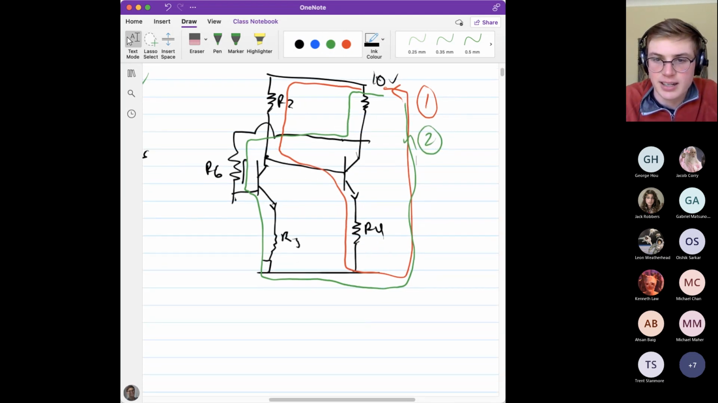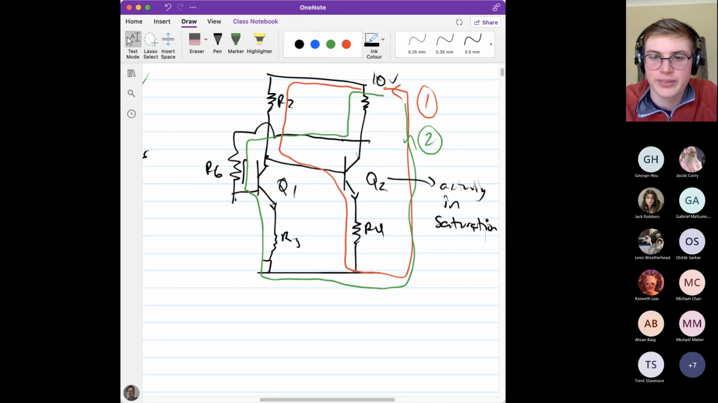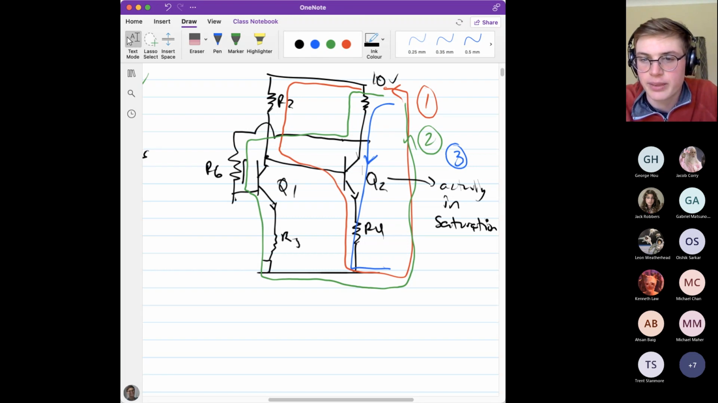There's another wrinkle in this: if we label these Q1 and Q2, Q2 will actually be in saturation. Because this was an assignment question, I think possibly they didn't actually realize that it would be in saturation, but we'd need to use a third loop. So we'll go by choosing loop 1 and loop 2.